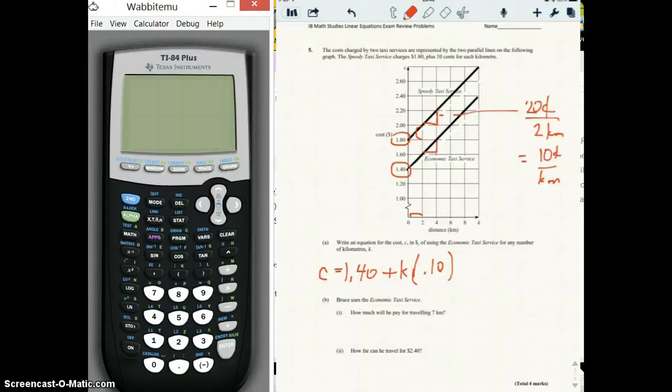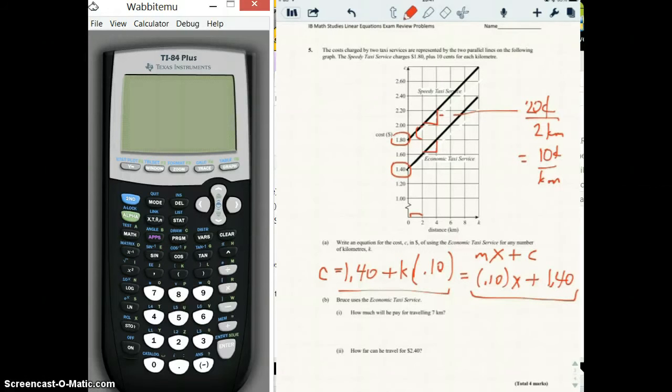Now, you remember when we write the gradient intercept form, we write mx plus c. So that would be reversing these two. The 140 we would actually put last, and the 0.10 you would put instead of the m, and then you would put x plus. So that's how you would write it in mx plus c form. So that's the equation. You could write it this way, or you could write it this way.